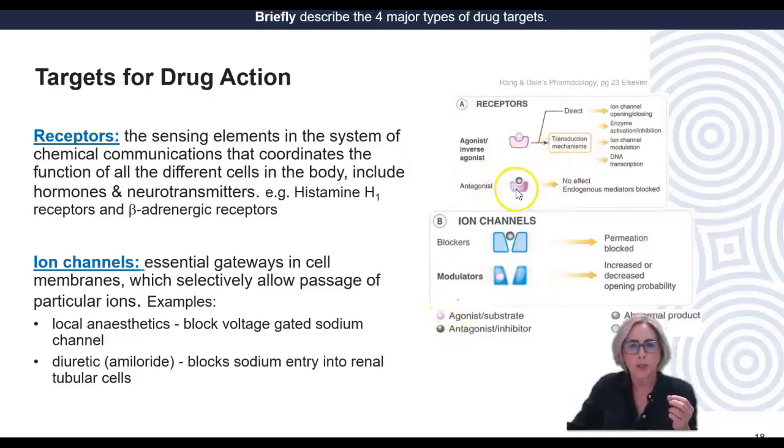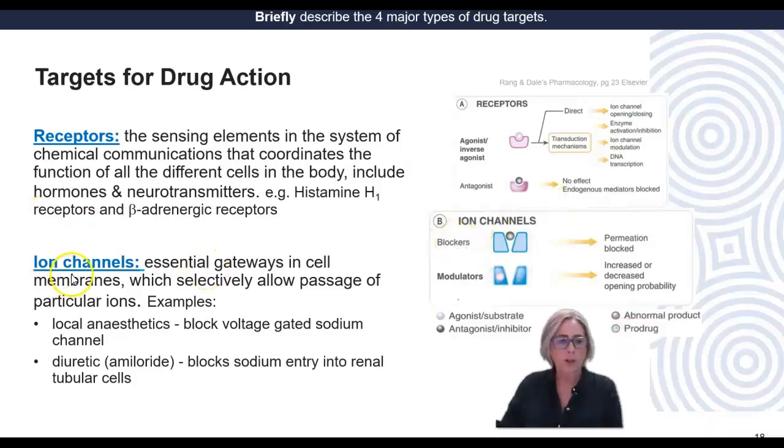You can see we've got our antagonist here, or our inhibitor, with this dark grey ball, and when it binds to the receptor, remember, it displays affinity but no efficacy, so there will be no effect, but by its presence being there, the endogenous mediators or ligands are blocked.